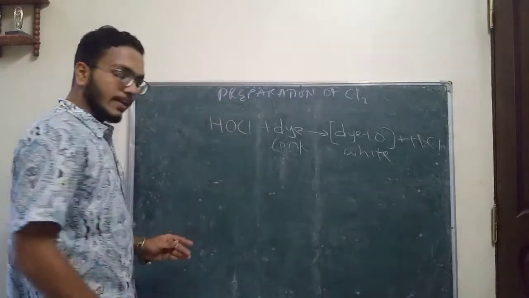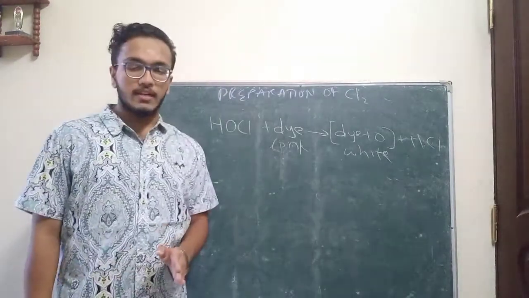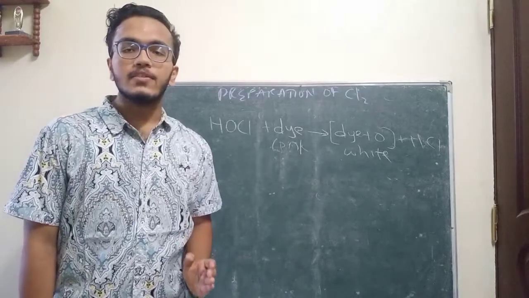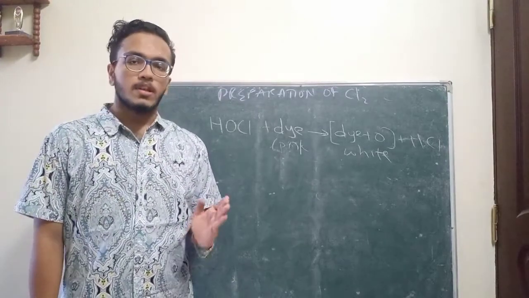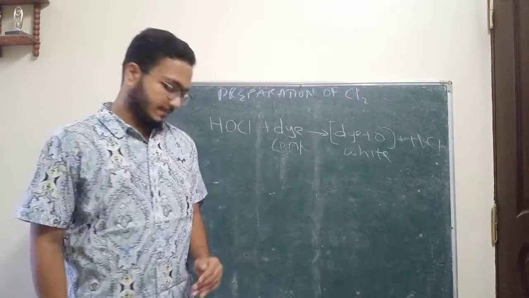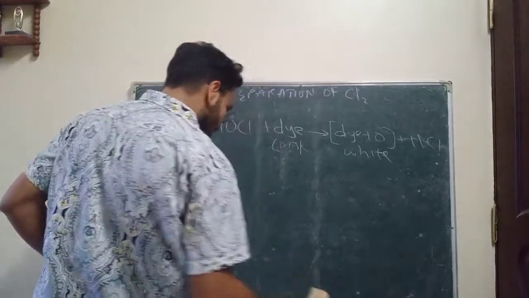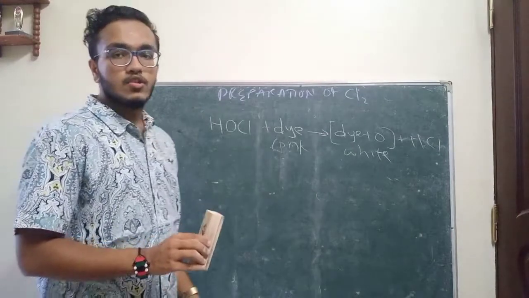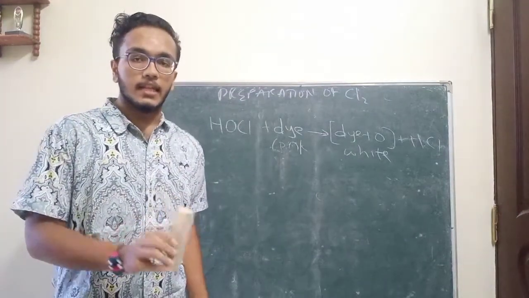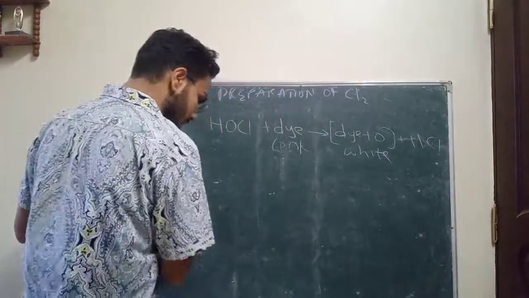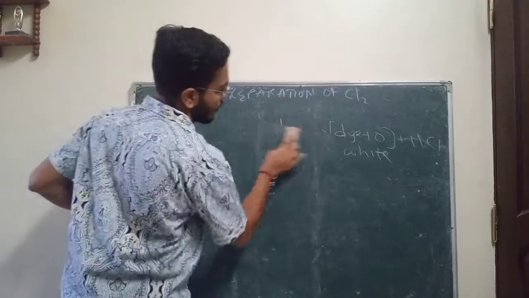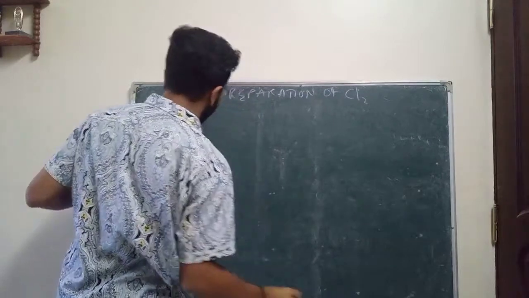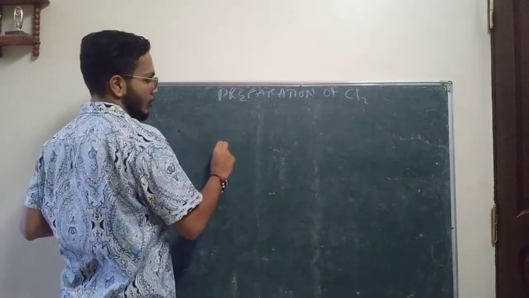The test for chlorine gas, I won't be writing everything, so you can write it for yourself. The test for chlorine gas is that it bleaches moist blue litmus paper. It changes moist blue litmus paper to red and then bleached. It changes to red due to presence of HCl and then bleached due to presence of HOCl. Effect of sunlight on chlorine water. This is a very much tested area.